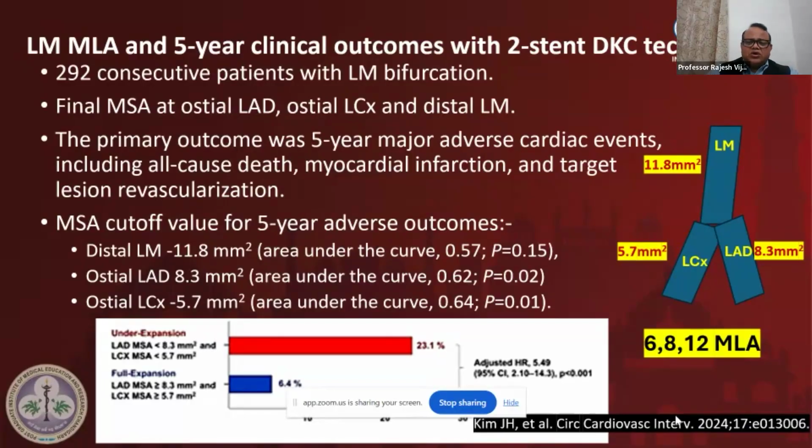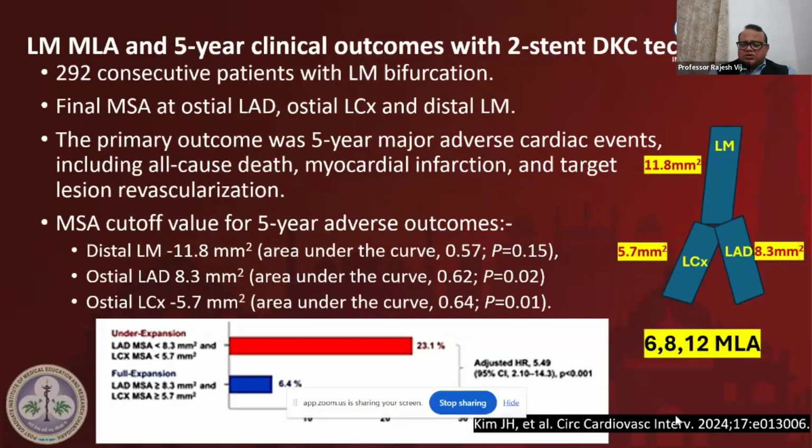So this is going to be a newer formula for left main revascularization with the 2-stent technique: 6, 8, 12. The minimum luminal area should be more than 6 for the LCX, more than 8 for the LAD, and for the left main, it's going to be 12 millimeter square.